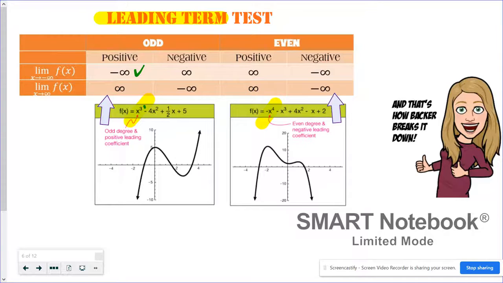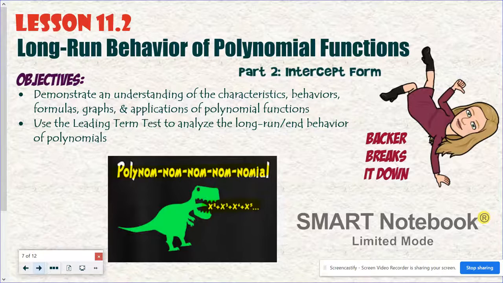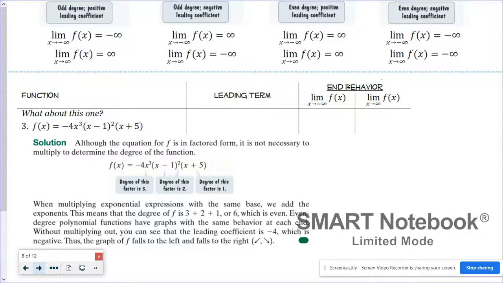So when my polynomials are written in standard expanded form like this, it's really easy for me to identify what that leading term is. But not all polynomial functions are going to be written in standard expanded form. We are going to encounter some that are written in factored form, like right now. So in this problem here, I have the function f of x equals negative 4x cubed times the quantity x minus 1 squared times the quantity x plus 5. So this polynomial function is in factored form, okay? I need to know the leading term so I can accurately describe the end behavior.